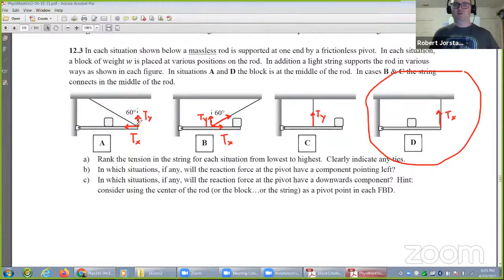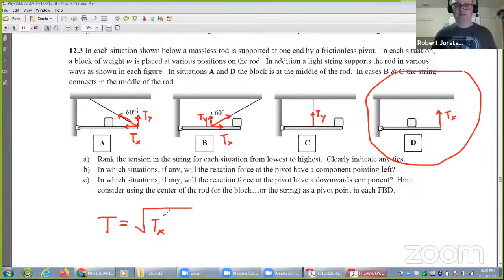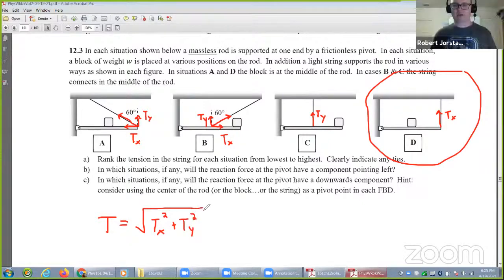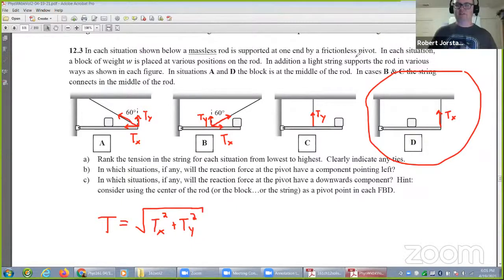A tension with a Tx is larger than a tension without. Alonzo, do you buy into that? You'd have to do square root of Tx squared plus Ty squared. You know what I'm saying? And that makes it bigger than Ty by itself. Alonzo, is that better? Yeah, I can kind of picture it right now. Yeah. So it turns out that was not correct. D is not correct.